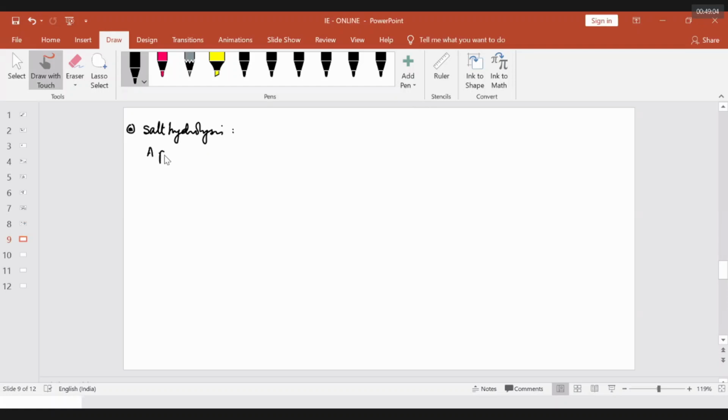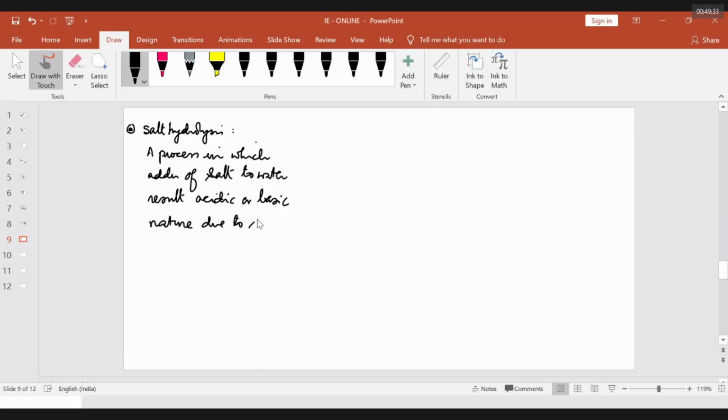A process in which addition of salt to water results in acidic or basic nature due to selective combination of ions of salt with ions of water. This is known as salt hydrolysis.